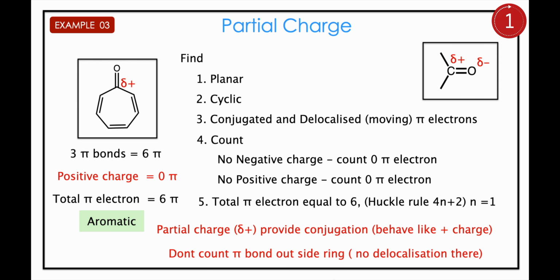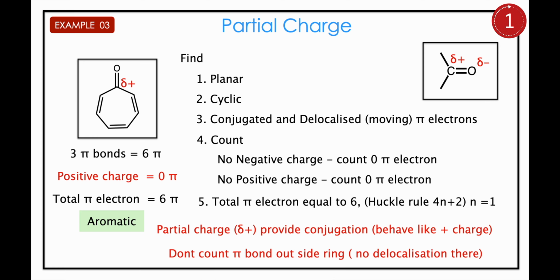Then the next example, the compound with partial positive charge, a 7-member ring with a carbonyl group. Carbonyl compound is a polar system. The charge is separated between carbon and oxygen. Oxygen has a negative charge, carbon has a positive charge because of electronegativity difference. So the partial positive charge provides conjugation and helps for aromaticity.